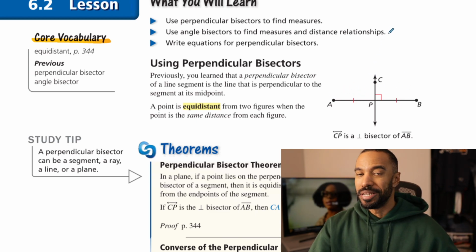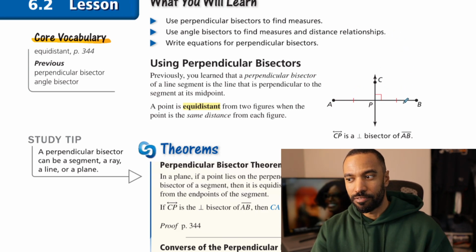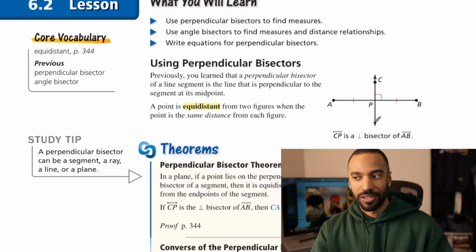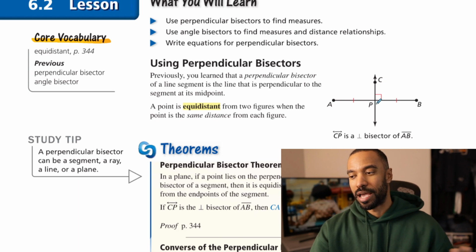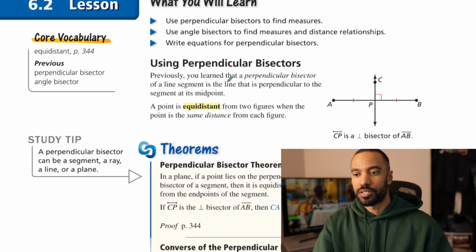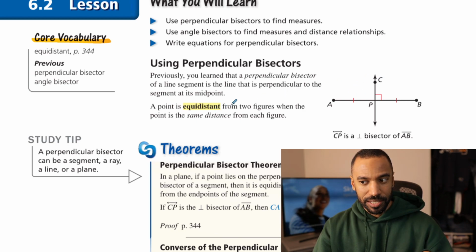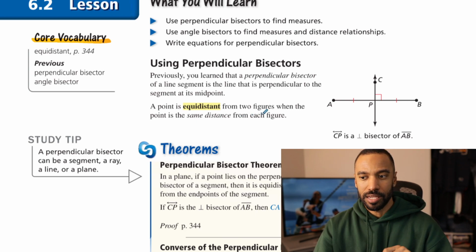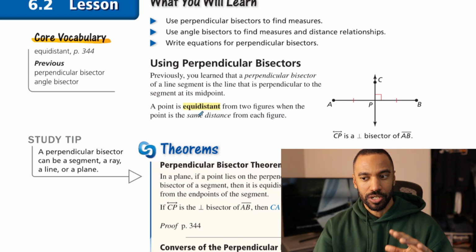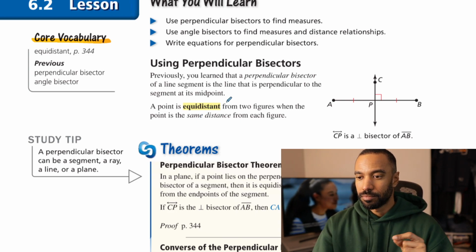So if a line's a perpendicular bisector of a segment, it's intersecting it at 90 degrees and it's dividing it into two congruent parts. Note that a line can't be bisected, but it can be a bisector. One is bisecting the other. You got to make sure you know which one is which. Now, a point is equidistant from two figures when the point is the same distance from each figure. That is that definition. Same distance, equal distance. You're going to hear a theorem where they talk about that.